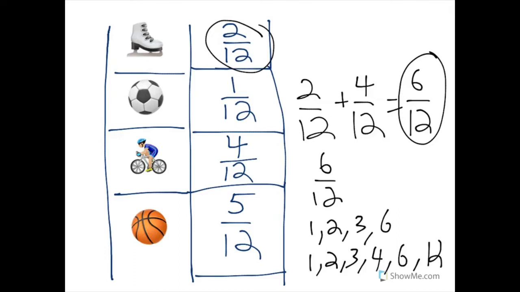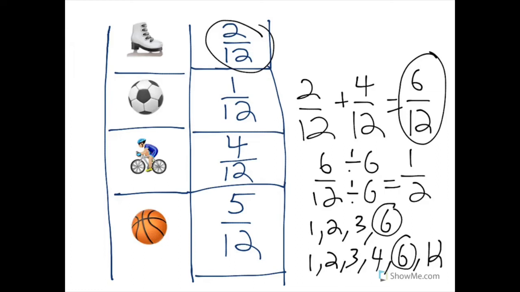Greatest common factor between both groups. We see our 6. So we divide by 6. 6 divided by 6 is 1. 12 divided by 6 is 2. So let me go back to blue. Our final answer is 1/2.